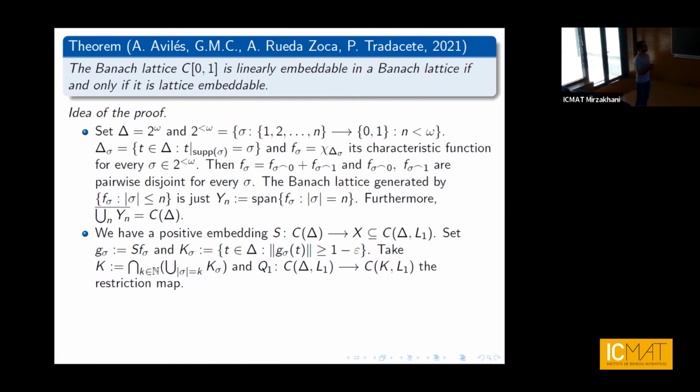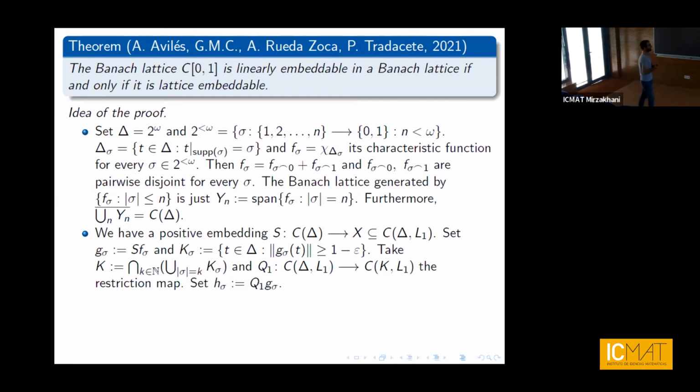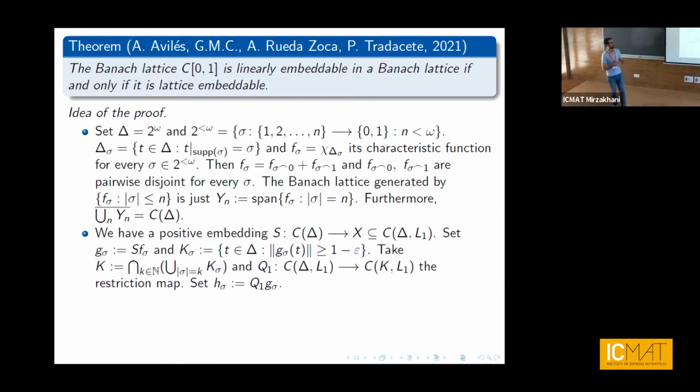So now we consider this quotient Q1, and we pass from the Cantor set to work inside this compact subspace K. And instead of J sigma, we will consider the functions H sigma, which are just the images through Q1. These functions are still not disjoint, but the evaluations of these functions are almost disjoint in the sense of the norm. Now, what we are going to do is try to disjointify these families of functions, but on the part of capital L1.